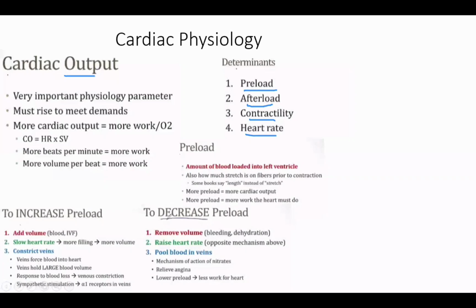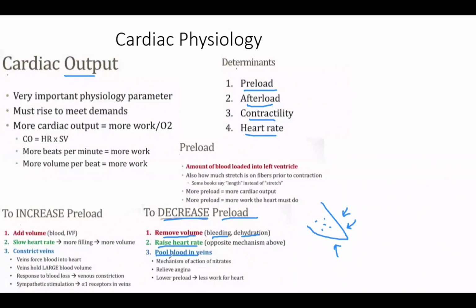To decrease preload, we need to remove blood, that is, through bleeding or dehydration. If the blood is removed, there will be less blood in the left ventricle and hence less preload. We can also raise the heart rate. If the heart rate is raised, there will be less time for the ventricles to fill, and hence the preload will be decreased.